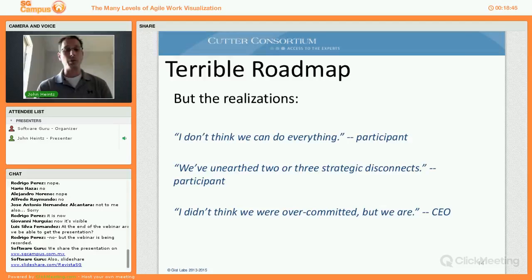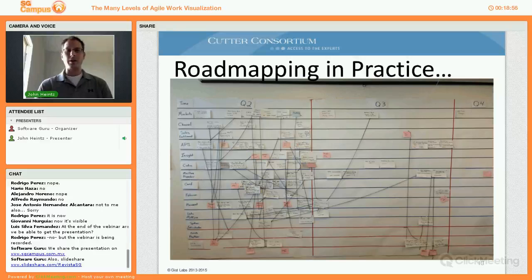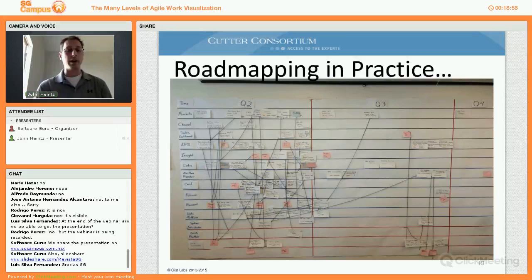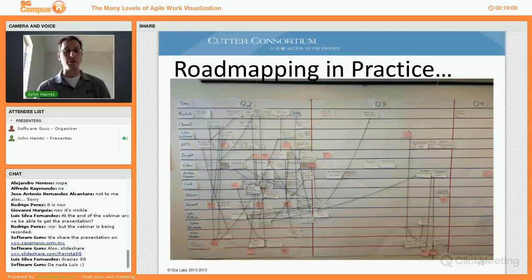They also identified 2 or 3 strategic disconnects. And their CEO commented, "I didn't think we were overcommitted, but we are." And so this roadmap, while it's not actually a very good roadmap that they can take action from, did however teach them a lot of important realizations about their own organization and what they were doing. And they were able to make different decisions based on this.